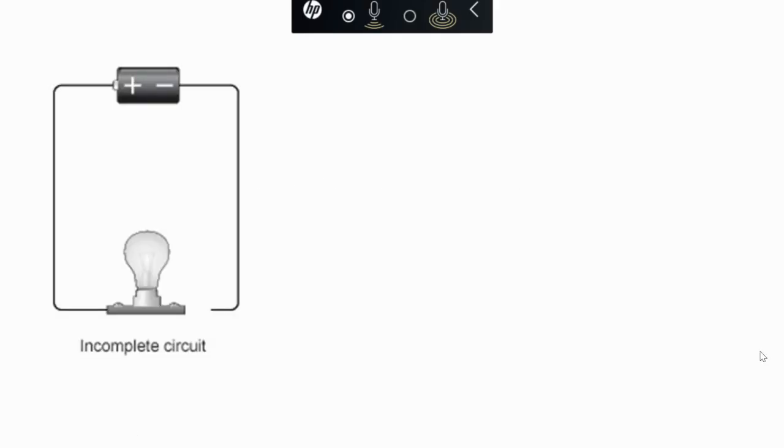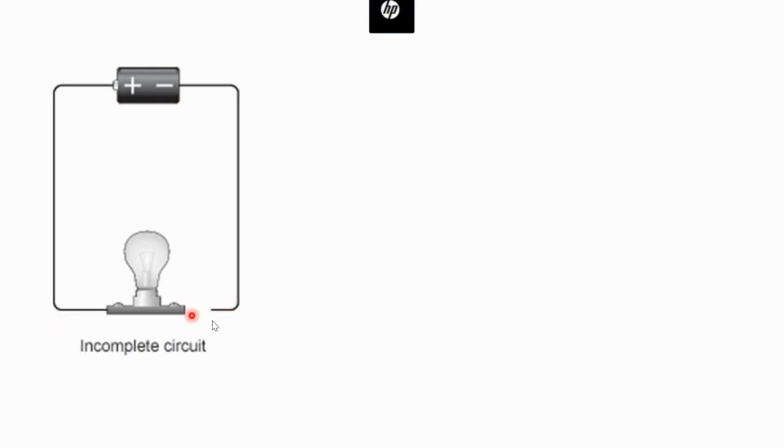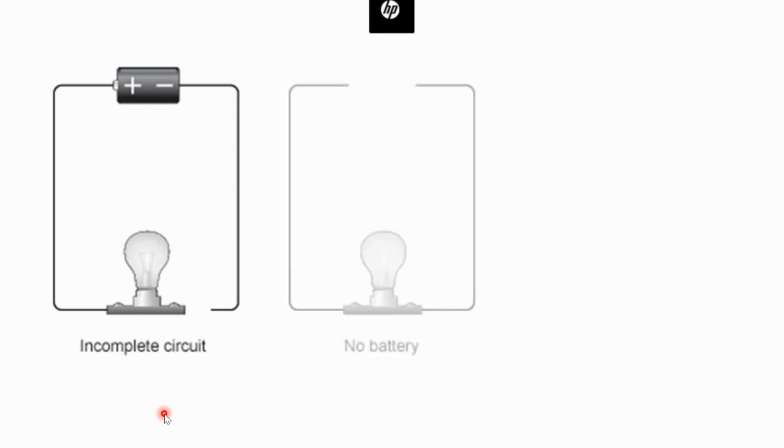What do we need for an electrical circuit to work? Clearly this circuit here is not working, and it should be obvious that that's because there is not a complete circuit. There's a gap here, which means the electricity will not flow round and the bulb will not light.